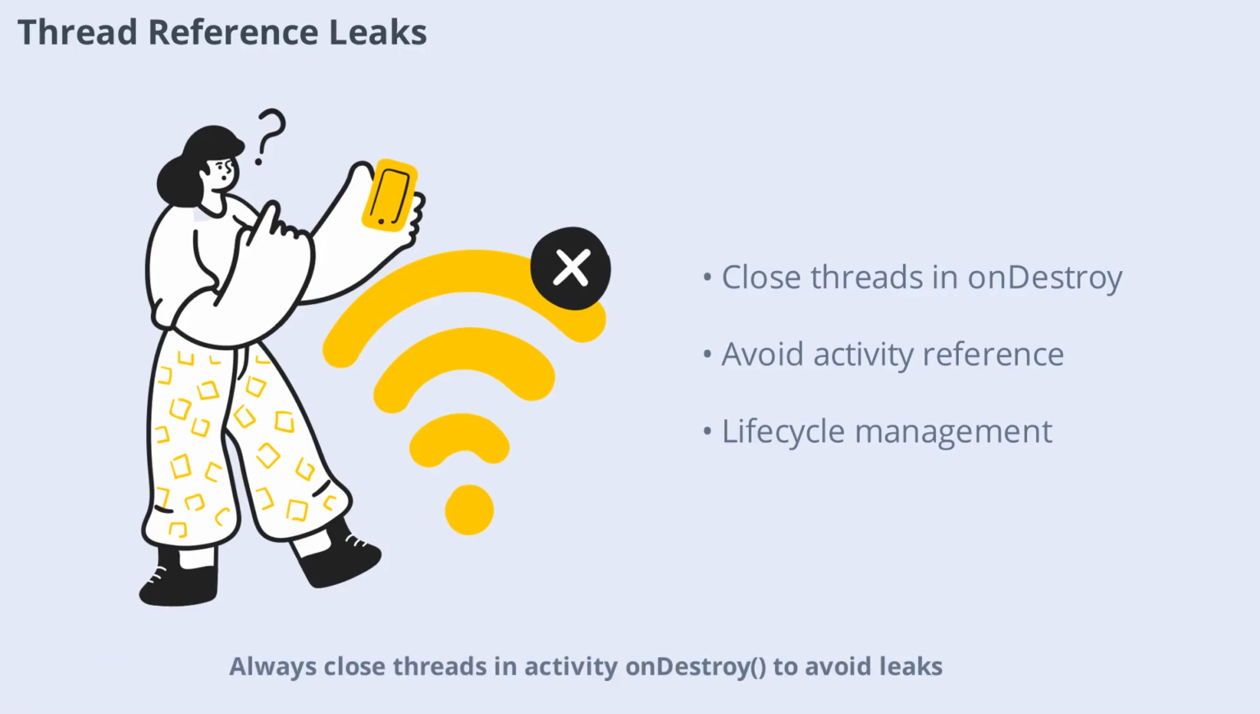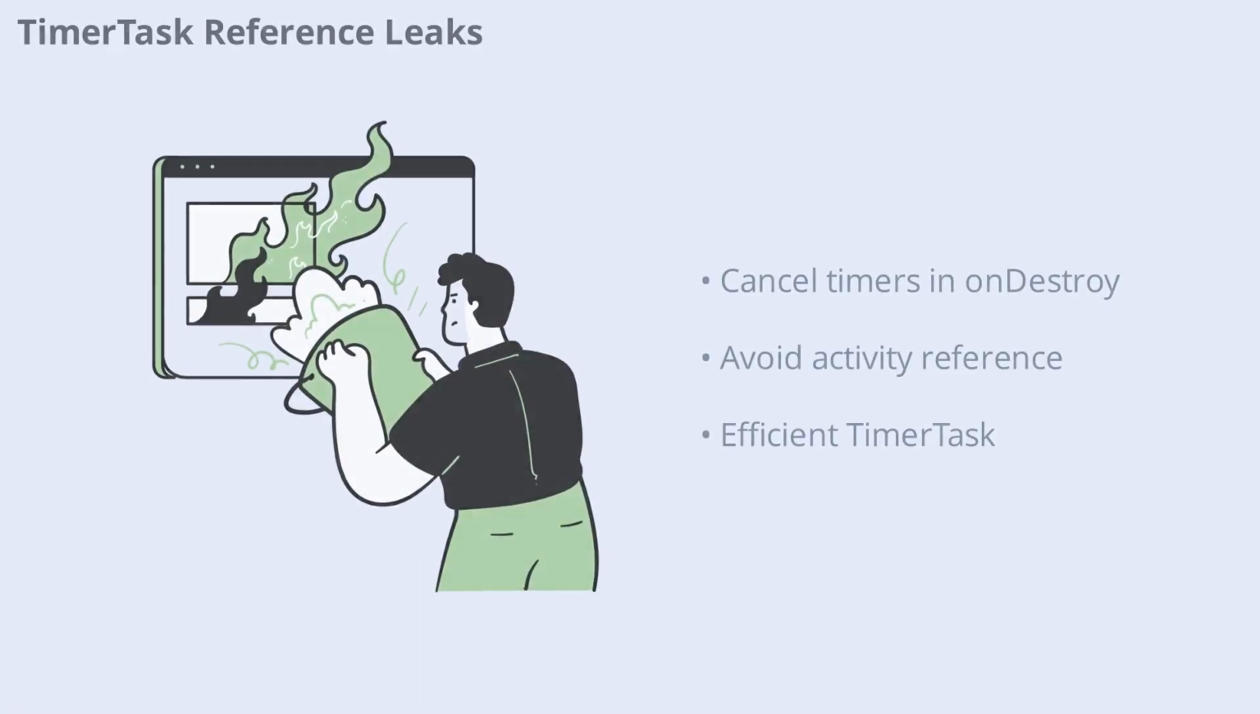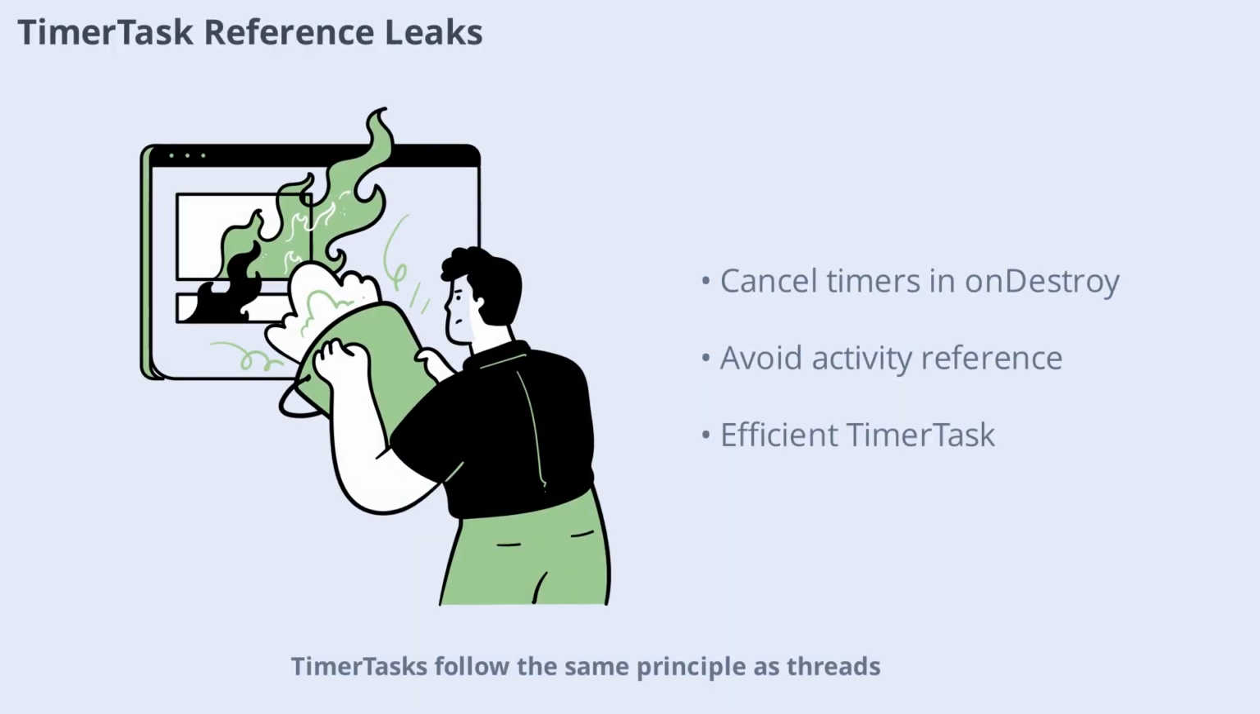Always close threads in activity onDestroy to avoid leaks. Make sure to manage thread lifecycles carefully and avoid unnecessary references to activities. Timer tasks follow the same principle as threads. If a timer task holds a reference to an activity, it can prevent garbage collection. Always cancel timers in activity onDestroy to avoid leaks. Properly managing timer task lifecycles ensures your app remains efficient and doesn't suffer from unnecessary memory usage.